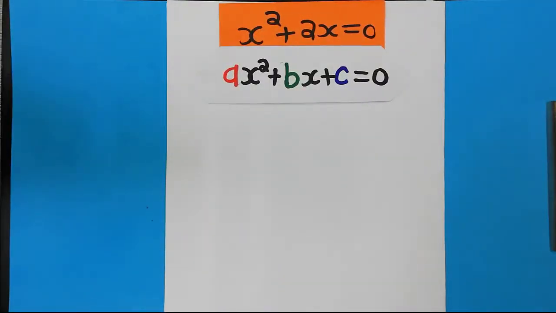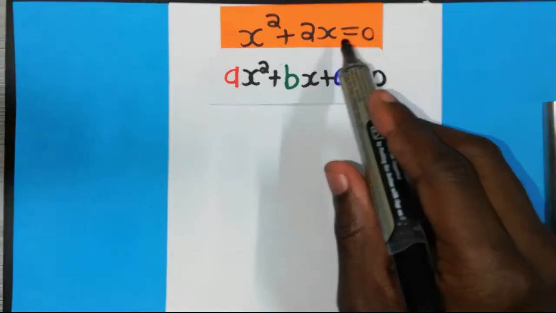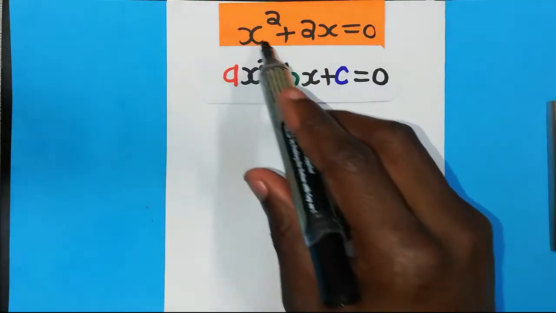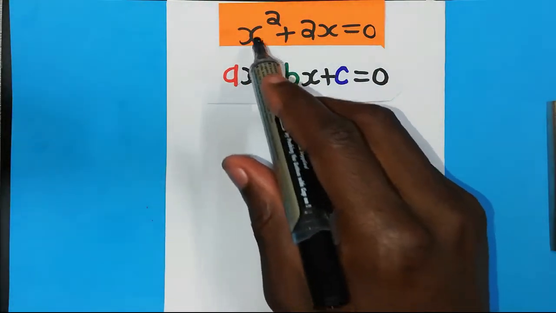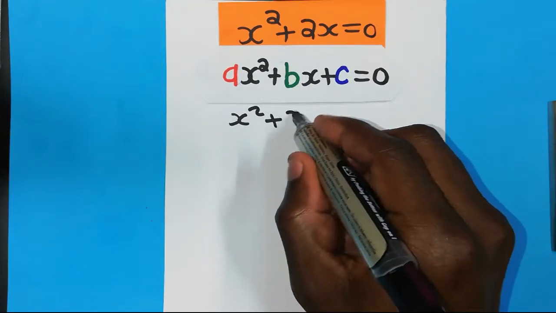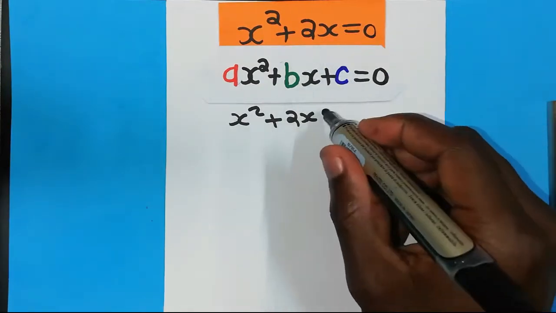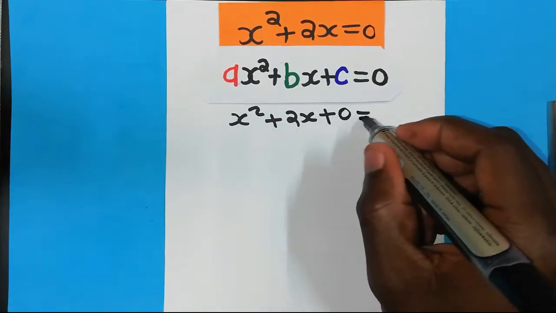Well, here is the second one. We have x squared plus 2x equals 0. You have to write it in the standard quadratic form. So we have x squared, I'm going to write it here, x squared plus 2x. We do not have a constant. When you do not have a constant, you just write plus 0.